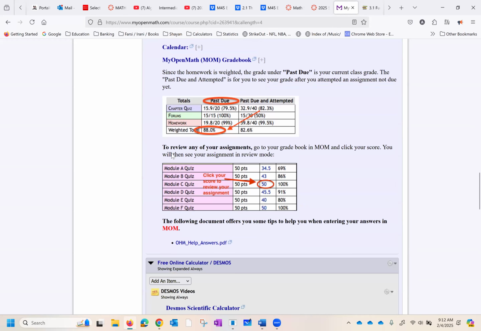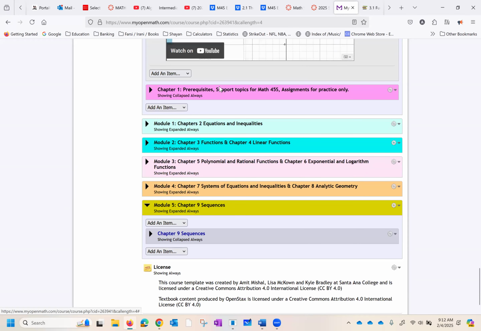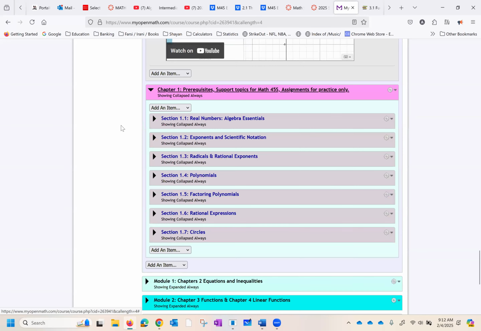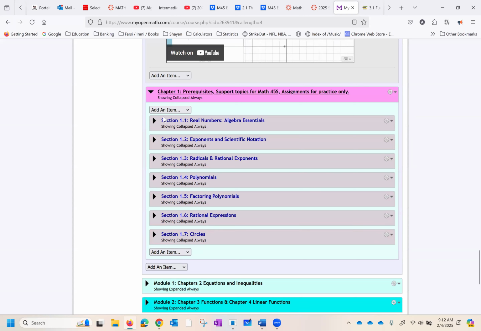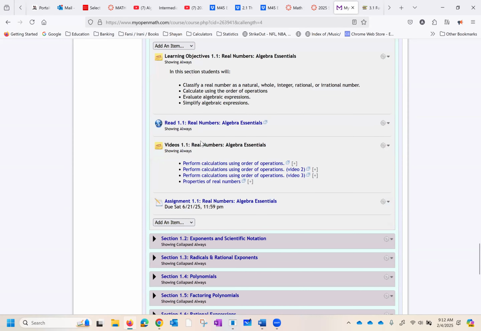Okay, I want to make sure that I looked at everything here. Okay, and under that we also have chapter 1, which is the prerequisite. Please pay attention to that. Okay, this is not being graded, everybody. This is also support for the course. If you click on a section, it gives you the objectives, it gives you the reading material, it gives you some videos, and then you see some assignments, okay, that are not being graded.